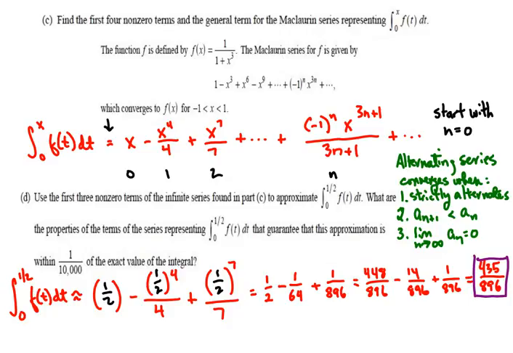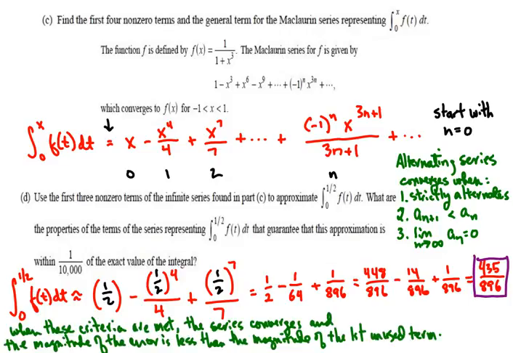So as long as those three criteria are met, the series converges and the magnitude of the error will be less than the magnitude of the first unused term. We have to find its interval of convergence, but the magnitude of the error will be less than the magnitude of the first unused term. We're given the interval of convergence of negative 1 to 1 above, and because 1/2 is within that, we know that it converges at 1/2.